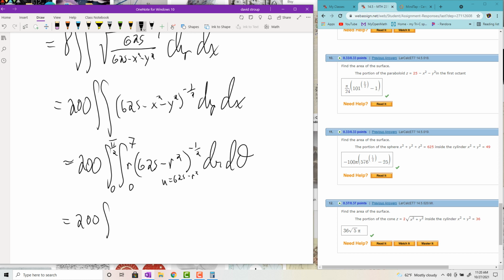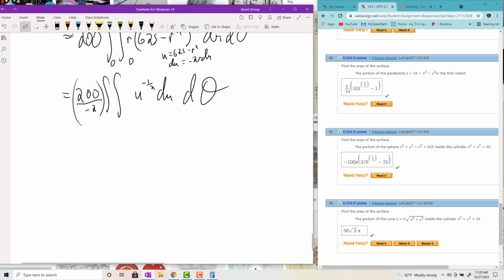With u equals 625 minus r squared, du will give you negative 2r dr. So there's going to be a negative 1/2 coming out in front. So our u to the negative 1/2, and then du d theta. Power rule: got a negative 100 in front. So I get u to the negative 1/2 plus 1, which is 1/2, divided by 1/2 is times 2, so this will become 200 in front.